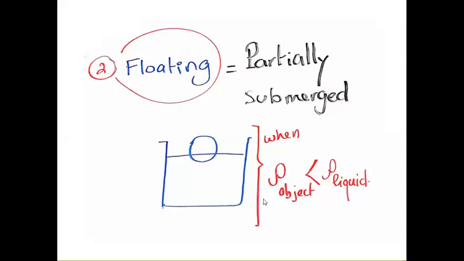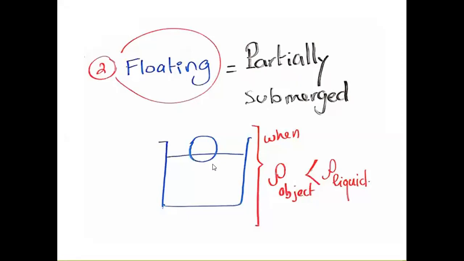Does it mean all the body of the ship is above the surface of water? I mean, the surface of water just touches the base of the ship, or part of the ship is submerged in the water? I guess part of the ship is submerged. Exactly. So we say it's partially submerged, from the word part, not completely, partially submerged.